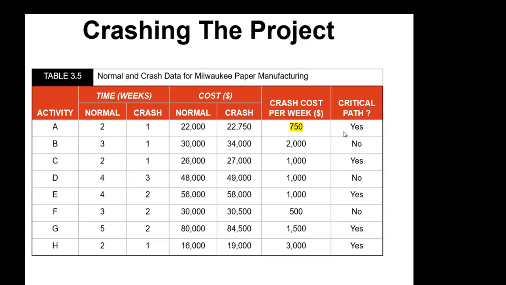Is A on the critical path? Yes. Do we check for B at this point? No. Why is that? It's because B is not on the critical path. So we're not going to crash B. C is an option, but it's more costly. So we don't choose it. We chose A because A has 750.